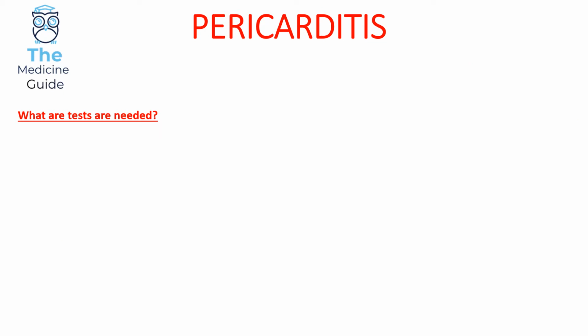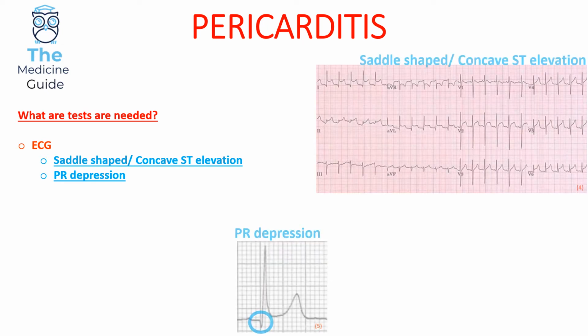So let's begin by looking at the investigations needed in patients presenting with pericarditis. So we need to perform an ECG. Now, an ECG with pericarditis will classically present with saddle-shaped ST elevation or concave ST elevation. Now, the most specific finding of pericarditis on an ECG is PR depression, and let's look at examples of this.